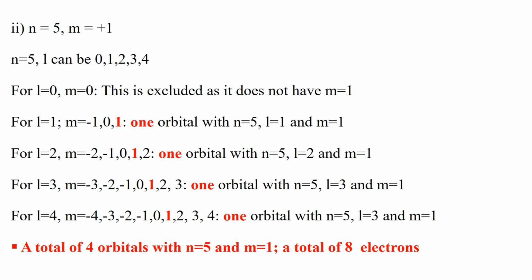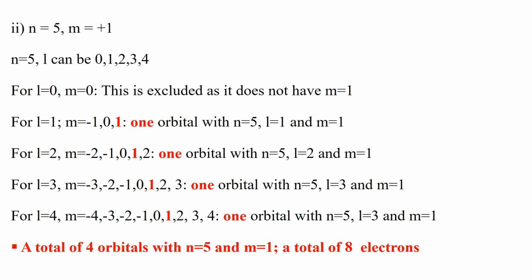M is equal to minus 2, minus 1, 0, 1, and 2. So we have also 1 orbital with N is equal to 5, L is equal to 2, and M is equal to 1. Because what we are looking for is the orbitals having N is equal to 5 and M is equal to 1. Then after getting the number of orbitals, we multiply with 2 electrons for each orbital to get the total number of electrons.